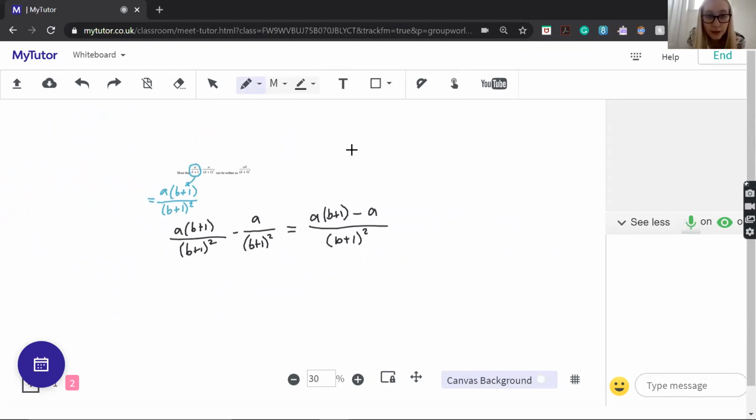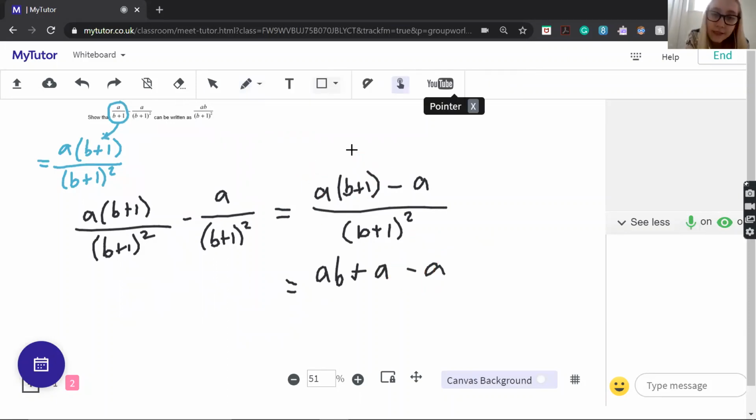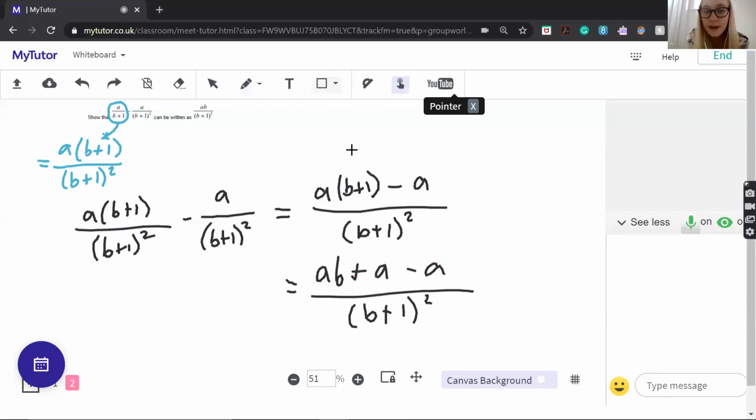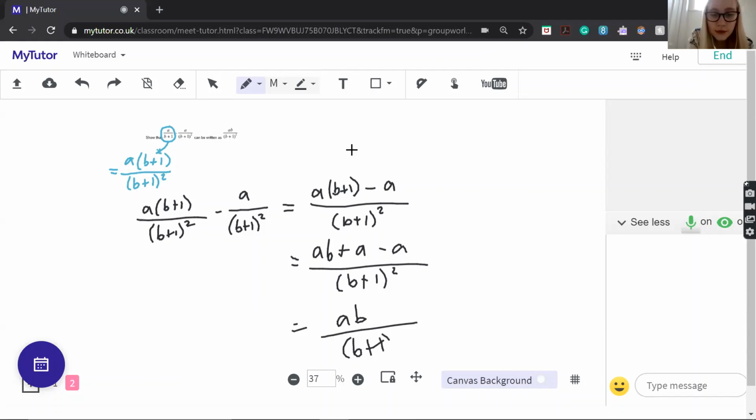We just need to do some things with the numerator. So this is going to be the same as, well, let's expand out that bracket. That's the same as ab plus a minus a. So that minus a is just tagged onto the end. This, I've done a times b and a times 1 and added them. That's how we expand brackets. And that's all over (b+1) squared. And then hopefully you can see that we've got a plus a and a minus a. So they're going to cancel out, leaving us with ab over (b+1) squared.